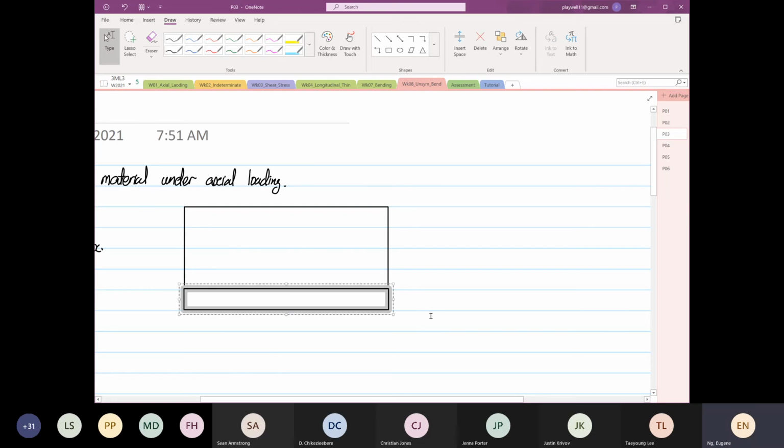Okay, so now the material is under axial load. So 1, 2, 3, 4, 5. So this is under axial load. P in the X is under axial loading.